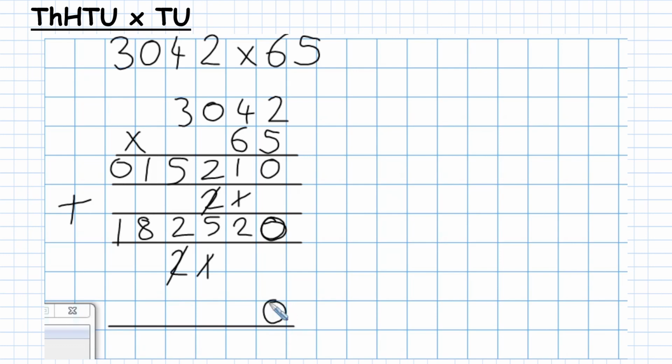Nothing and nothing is nothing. 1 and 2 is 3. 2 and 5 is 7. 5 and 2 is 7. 1 and 8 is 9. And 0 add 1 is 1. So we've got 197,730.